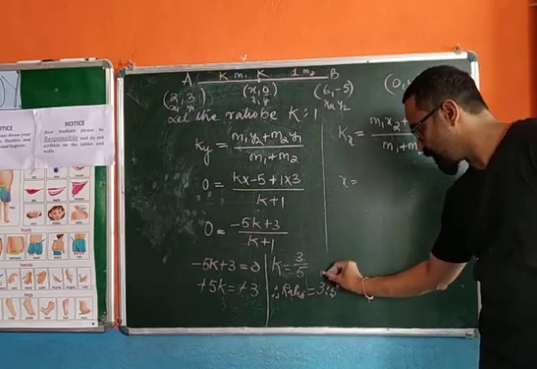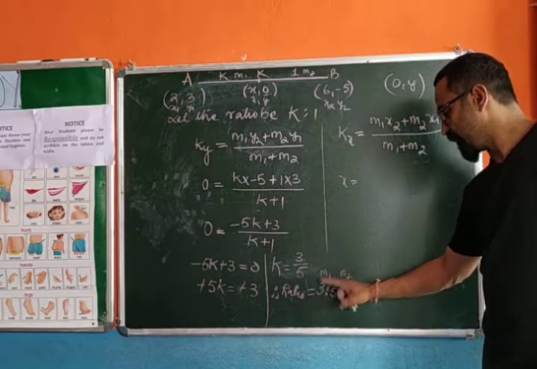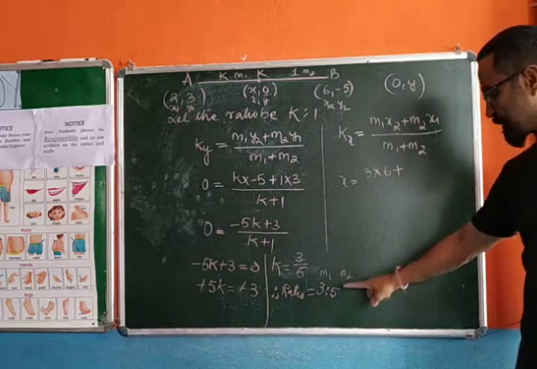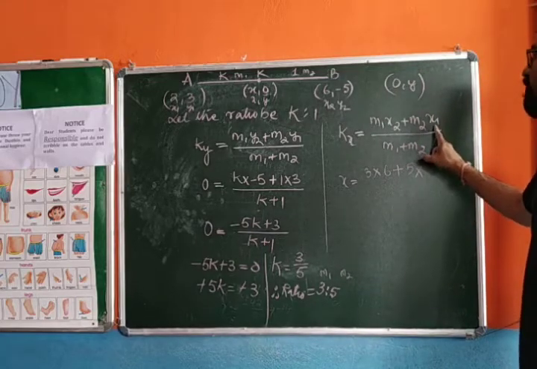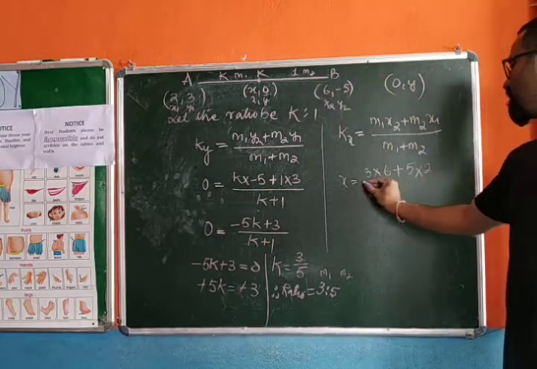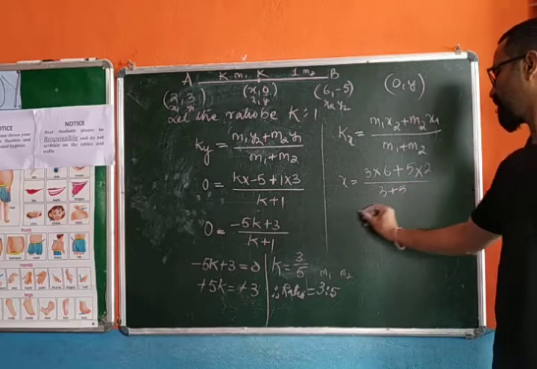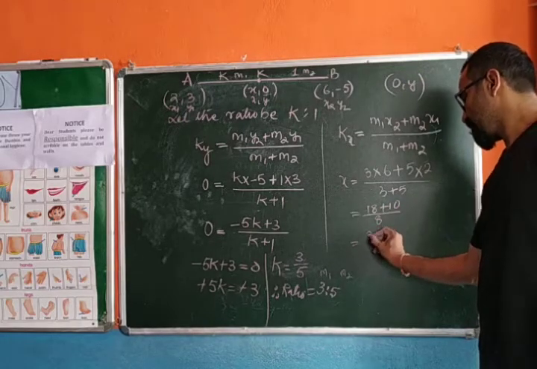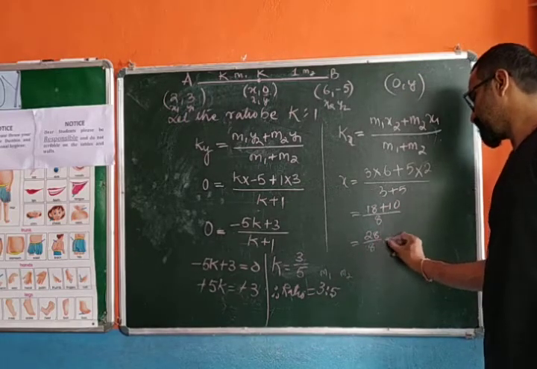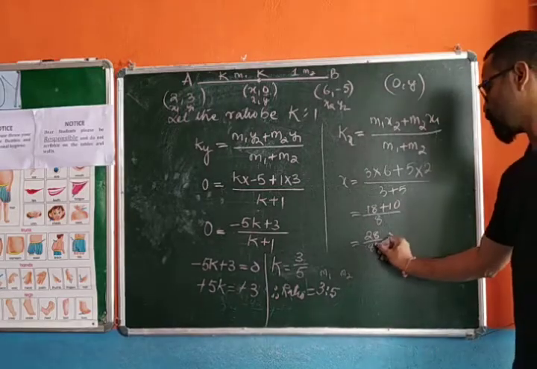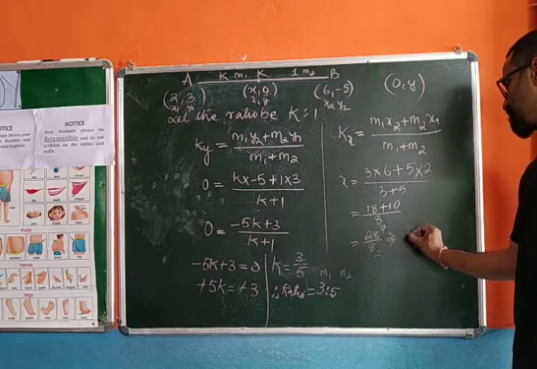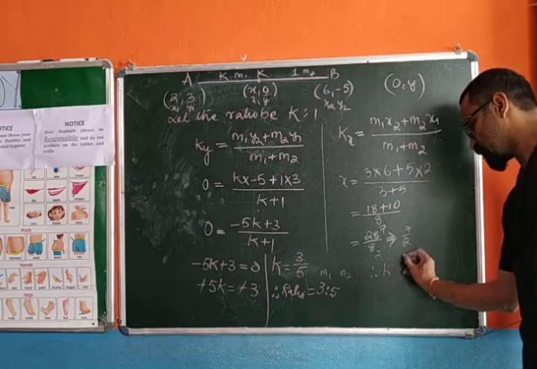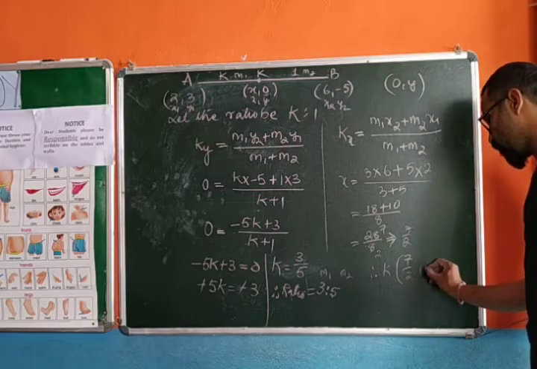M1 means you know the ratio, 3, x2 is 6, m2 is 5, x1 is 2, divided by 3 plus 5. 18 plus 10 divided by 8, 28 divided by 8, cancel it. 4 twos are 8, 4 sevens are 28, so 7 by 2. Therefore, K has coordinates 7 by 2, 0.